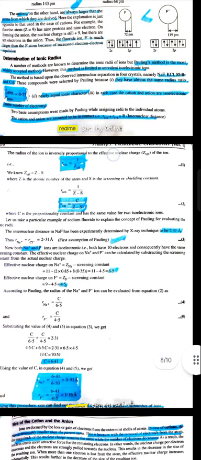Two basic assumptions are made by Pauling while assigning the radii to the individual ions. The cation and anion are assumed to be in contact. The radius of an ion is inversely proportional to the effective nuclear charge of the ion, that is, the radius of an ion is 1 upon Z effective, where Z effective is the nuclear charge minus the screening constant. So we get the formula: the radius of an ion is C upon Z minus S, where C is the proportionality constant, which has the same value for two isoelectronic ions.